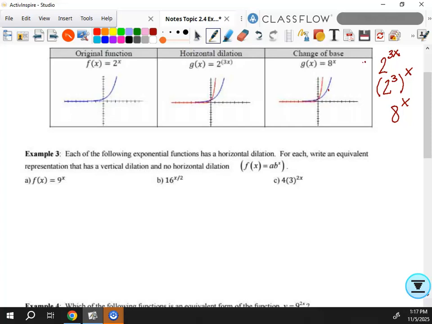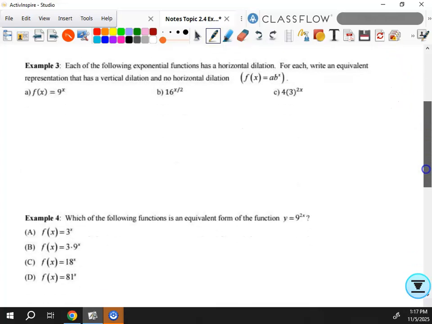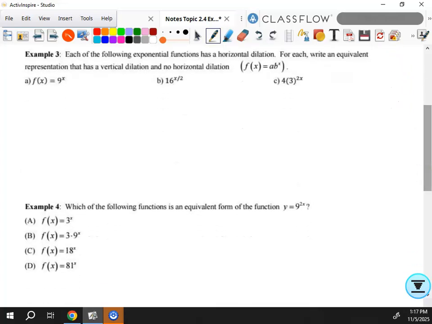Everybody good? Okay. I went into example 3 and I tried to fix the instructions and I think I made it worse. It says each of the following exponential functions has a horizontal dilation. And I guess it does. I don't know why I thought that was bad. For each, write an equivalent representation that has a vertical dilation and no horizontal dilation. Maybe I'm just crazy here. So that's the only false part, this one has a little star by it because really on this one we're going the opposite direction. Whatever. We're going to make it an equivalent representation.